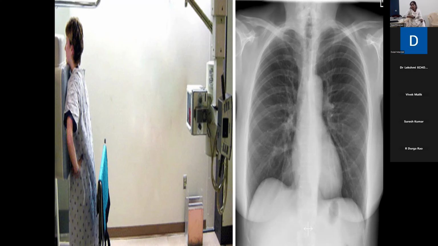So this is a PA view of chest X-ray, and this is the position of the patient. You see, can you see the scapula here? No, because the shoulders are rotated, the scapula is out of the view.